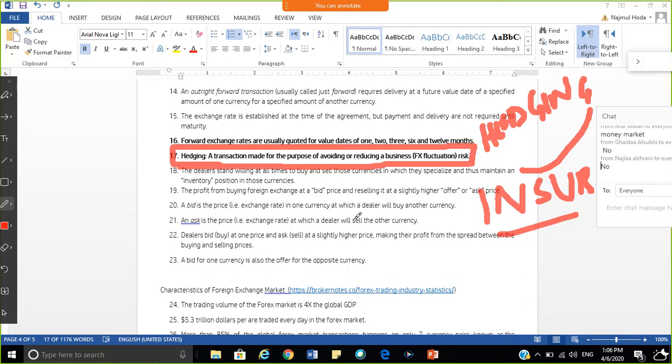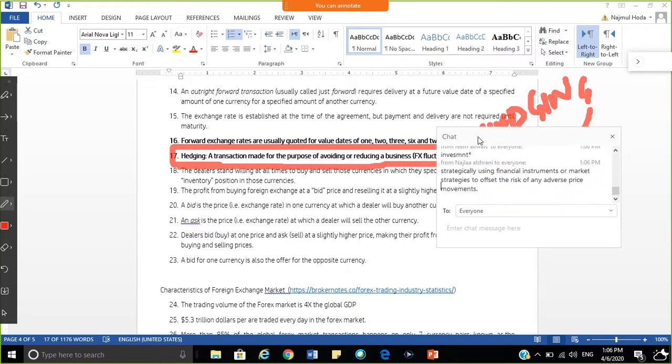Okay, so what happens? I will explain. Please write the word. I wrote it here. See, hedging. Point number 17. Let's see. Reem has answered something.